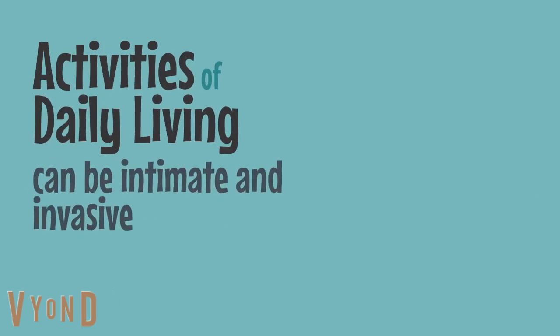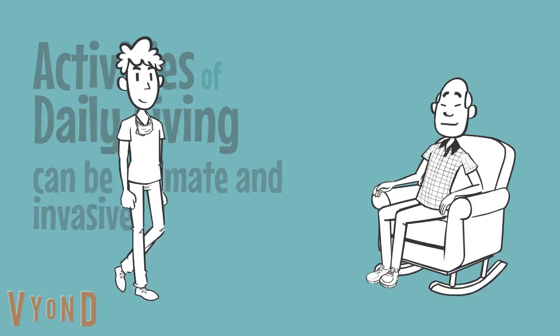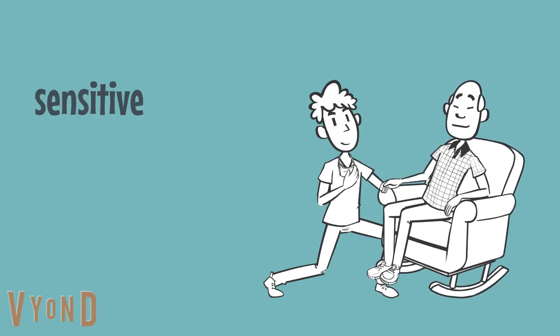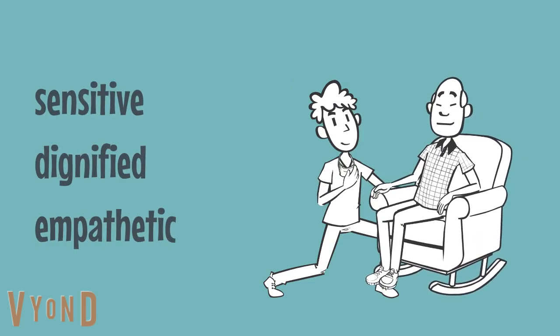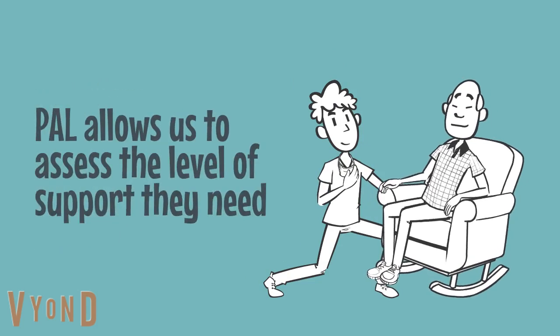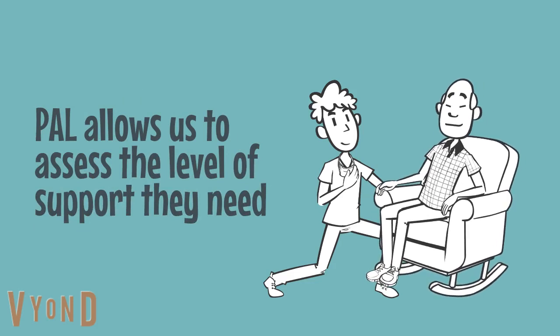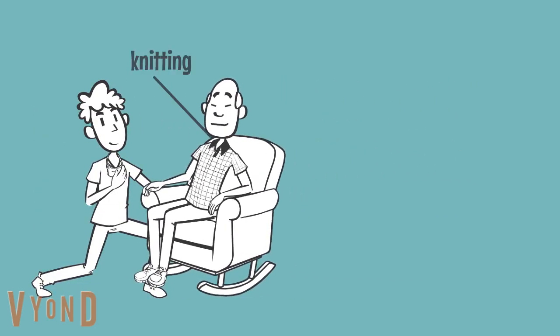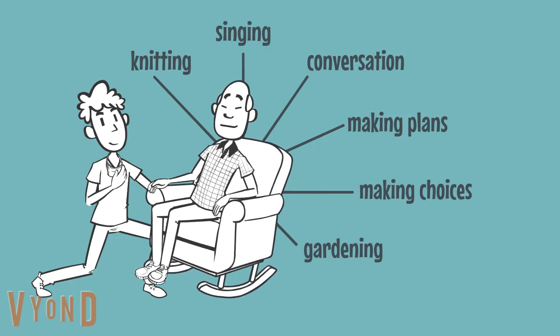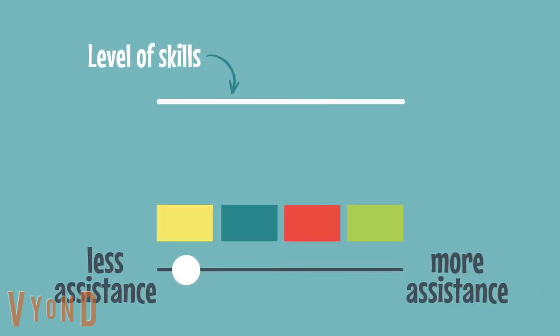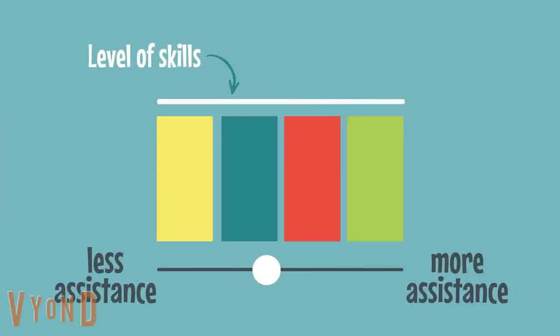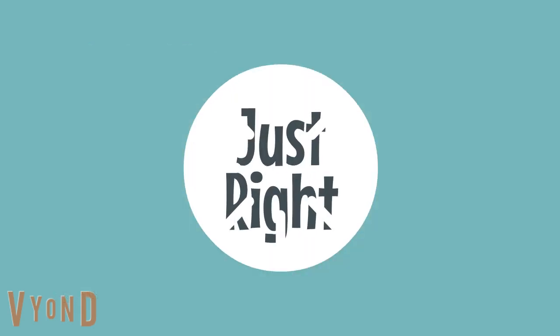ADLs can be very intimate and invasive, so we want to assist the people we care for in a way that's sensitive, dignified, and empathetic. The PAL instrument allows us to assess the level of support someone will need to carry out an activity, while being mindful of all the abilities they still possess. This means we can match our level of assistance provided to the skills of the person living with dementia, and approach ADLs just right.